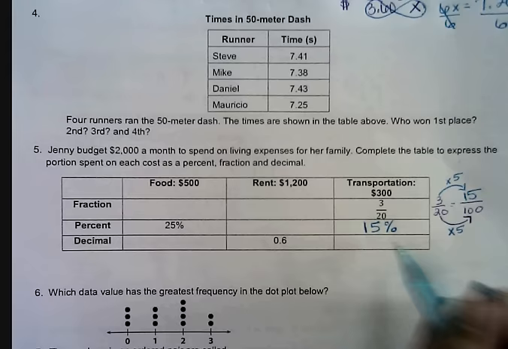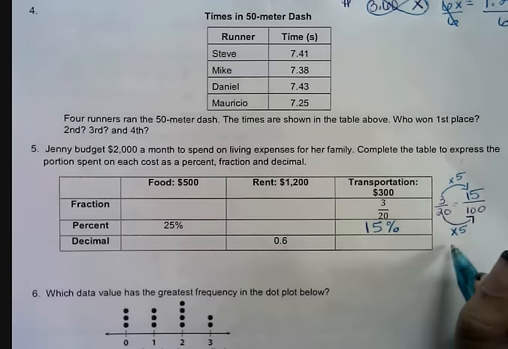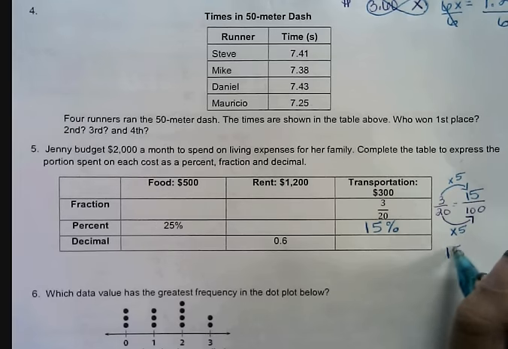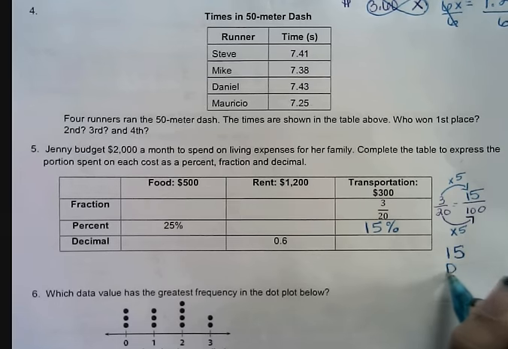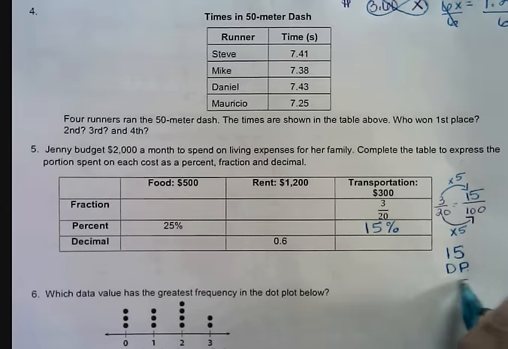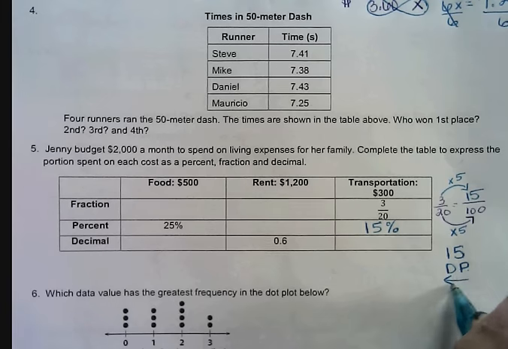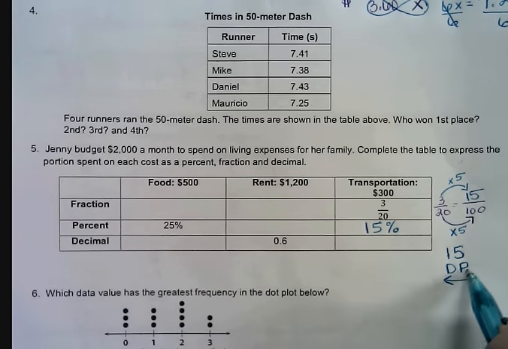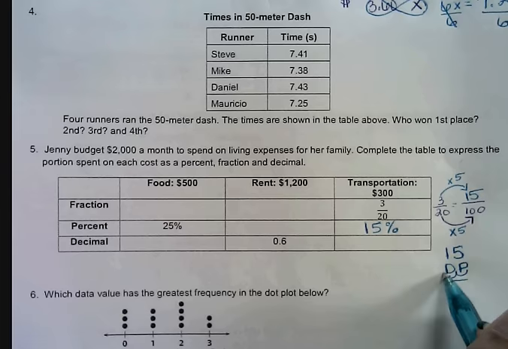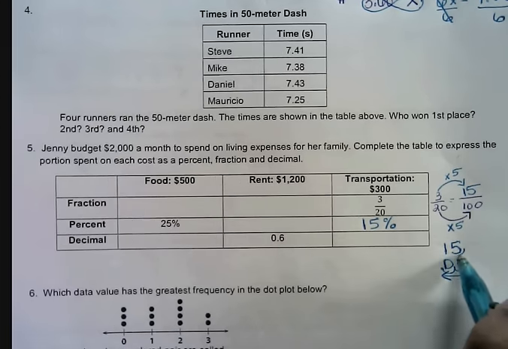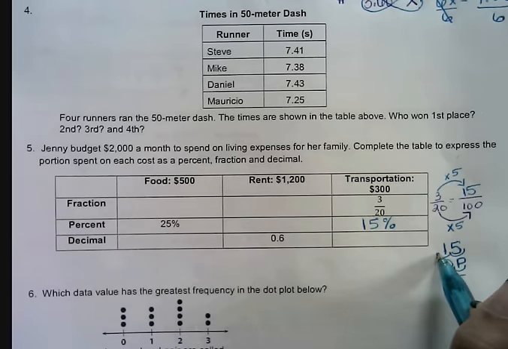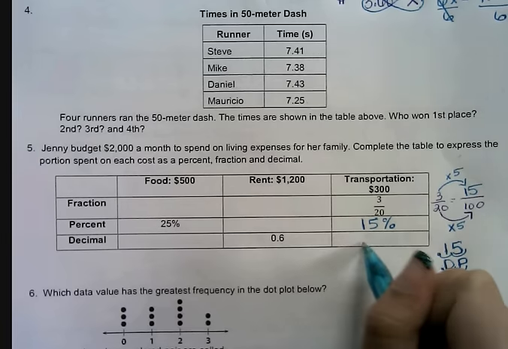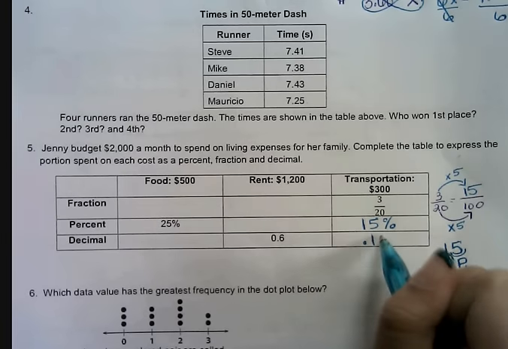Okay? To get this 15% into a decimal, we have to use our Dr. Pepper method. Dr. Pepper. And we're trying to get from percent to decimal. So we're going to move our decimal 2 places to the left. So from here, 1, 2. So I need to do it here. 1, 2. So this as a decimal would be 0.15.